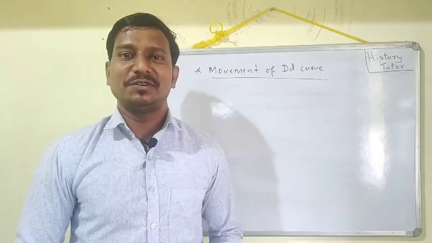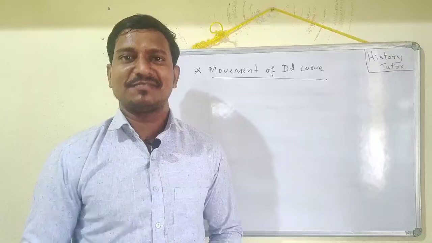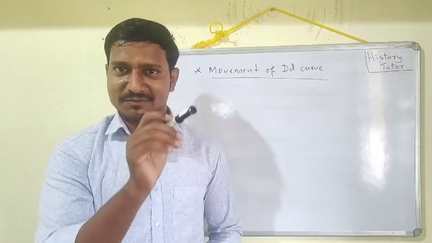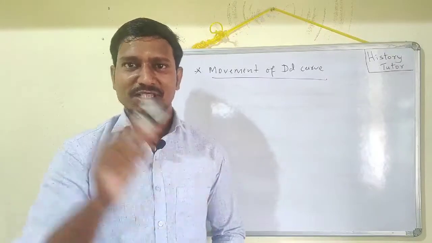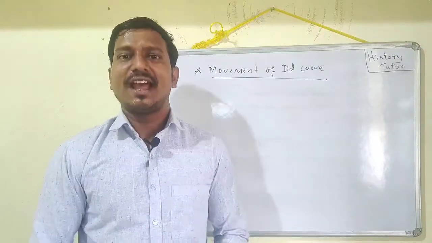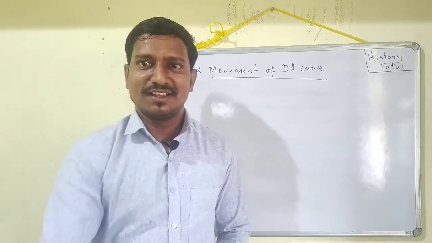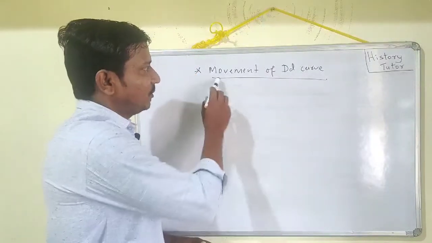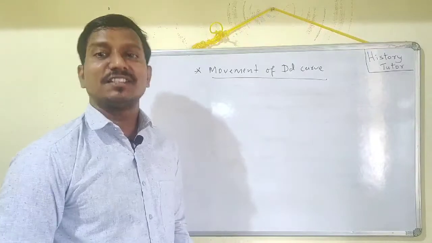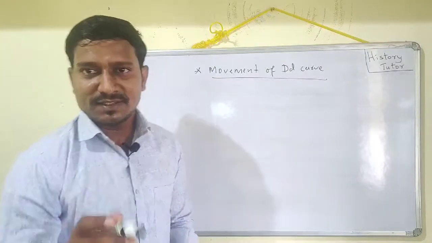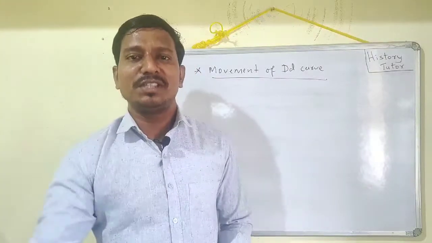In the previous video, we were discussing the different types of goods. We have discussed very clearly normal goods, inferior goods, complementary goods, and substitute goods. Today's class we are going to discuss the movement of the demand curve and the shift of the demand curve. Friends, it may be either movement or shift.